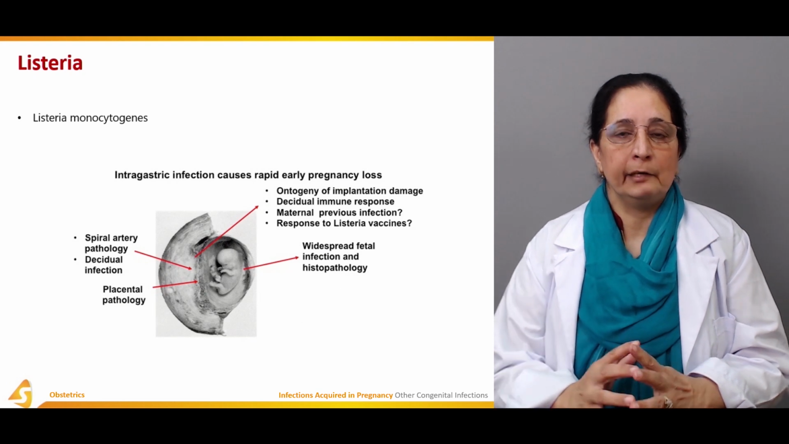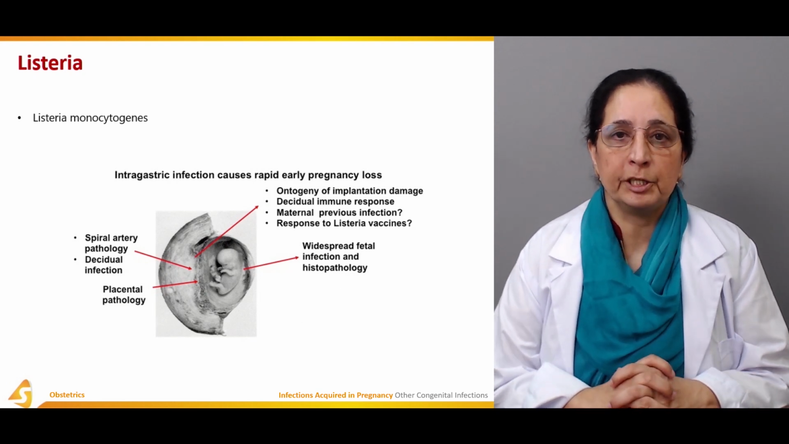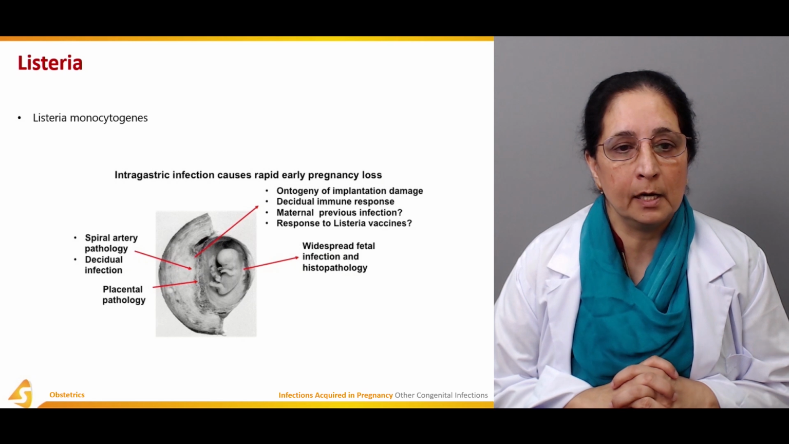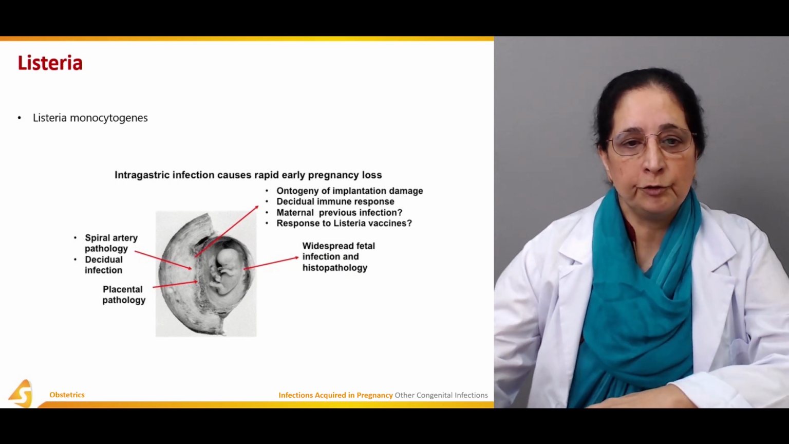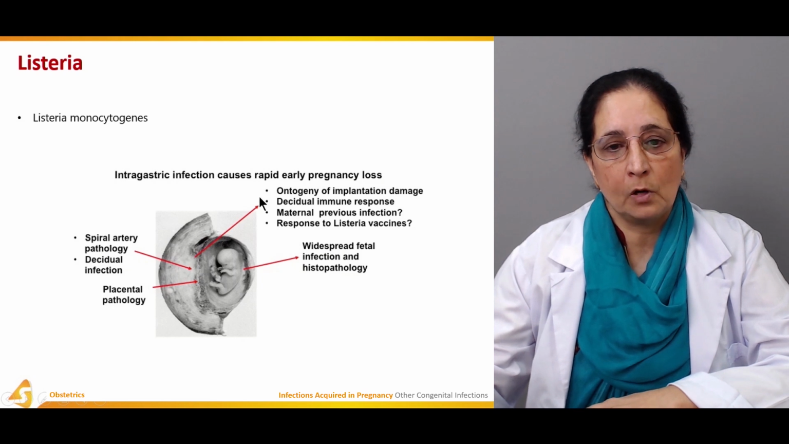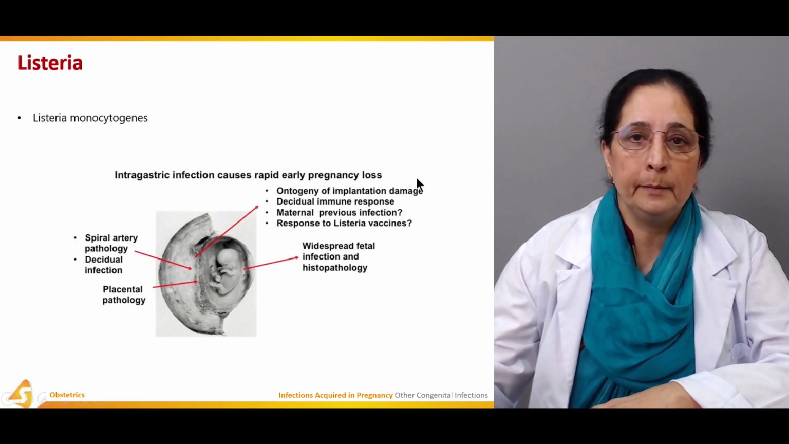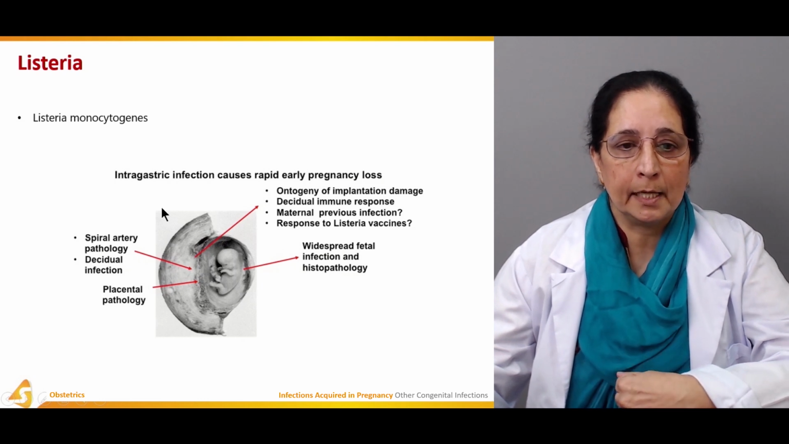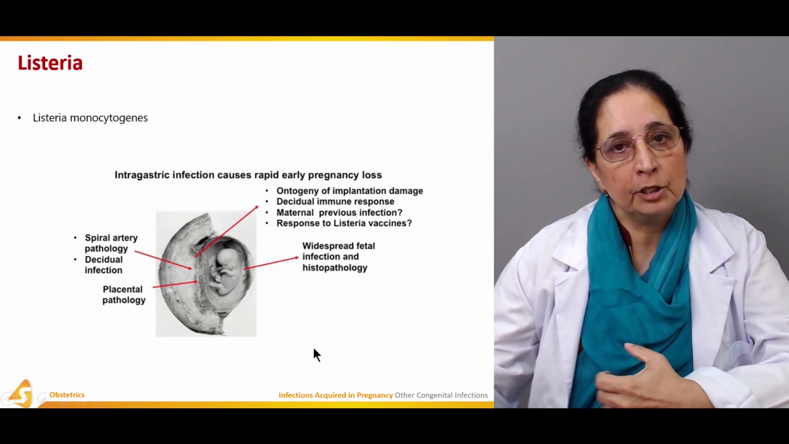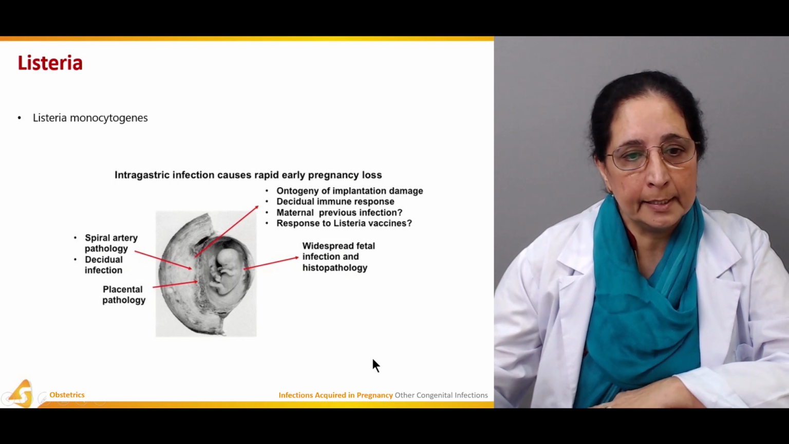Next is listeria. Listeria is the infection caused by Listeria monocytogenes. Its intragastric infection causes rapid early pregnancy loss. So intragastric means inside the stomach. The infection causes rapid loss of pregnancy.